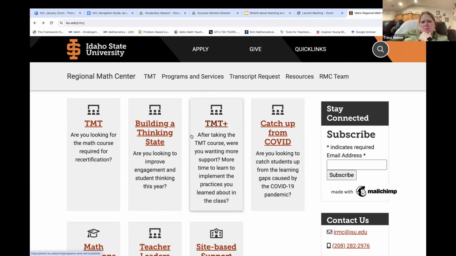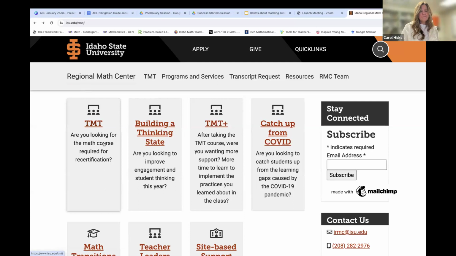What is the TMT? Teaching mathematical thinking. The teaching mathematical thinking is required for all teachers in Idaho, but the TMT plus is kind of an extension if you want to do more.